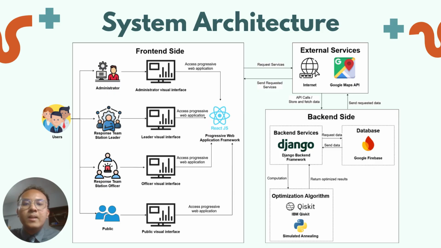For the external services, the system uses the Google Maps API to display the incident locations, station markers, and route visualizations. The optimization component runs the intelligent scheduling algorithm, which includes the DHNN preprocessing, simulated annealing, and locally simulated QAOA through Qiskit. The optimized result is then returned to the front end and displayed as a readable deployment schedule.